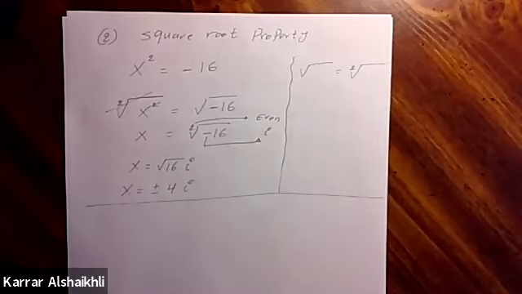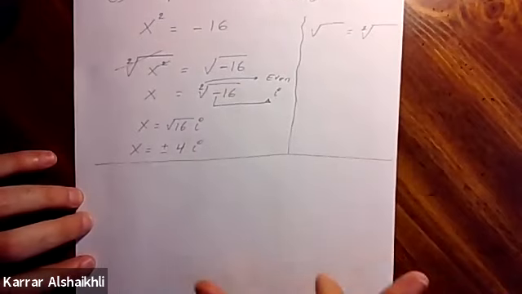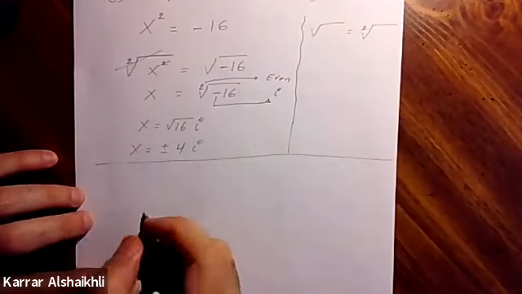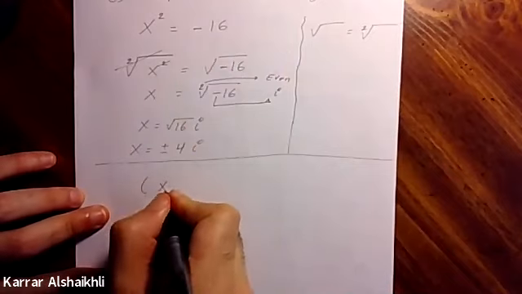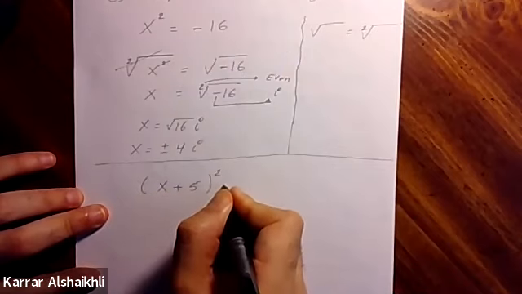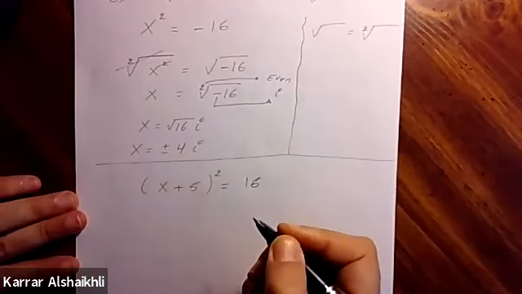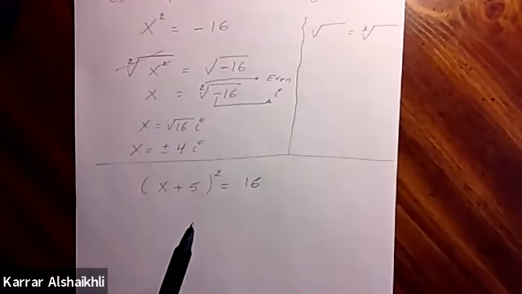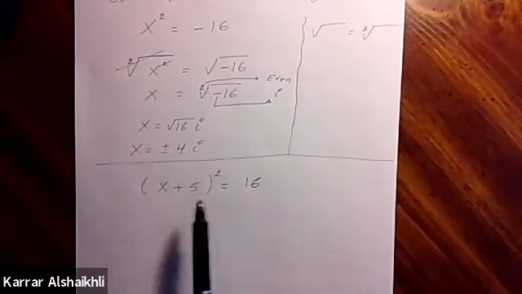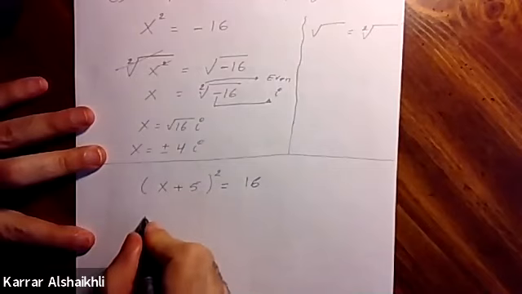Let's do another example about that, which is a really important example. The next one is exactly the same thing. If we have x plus 5 squared equals 16, and they're going to tell you to use the square root property, that means you're going to take the square root for both sides. So we're going to do exactly the same thing. Check what I'm going to do.